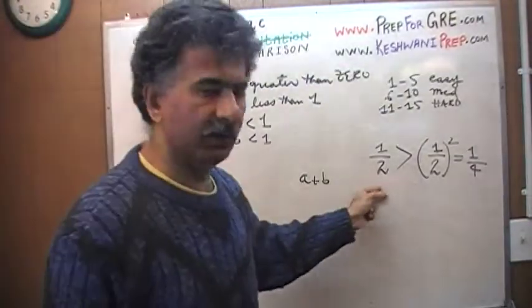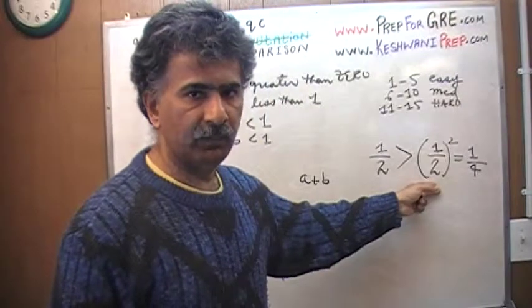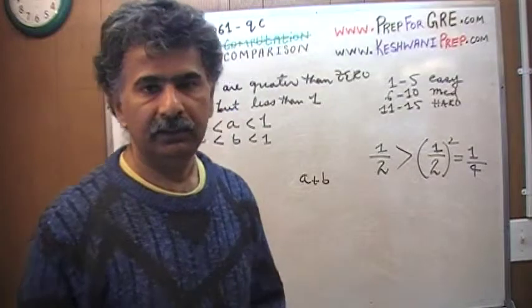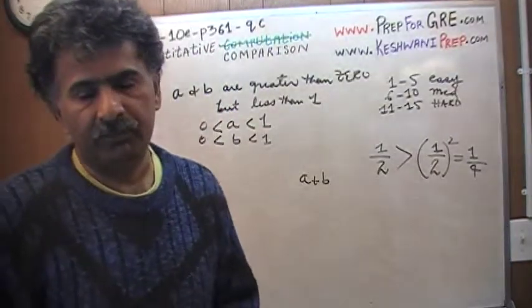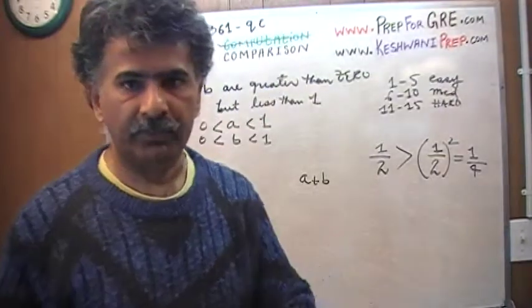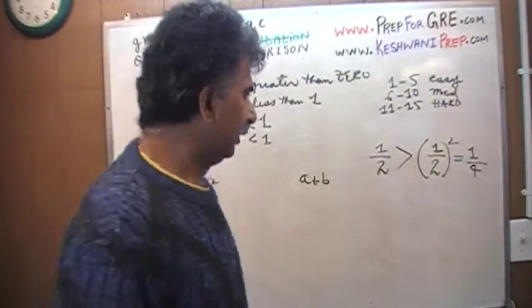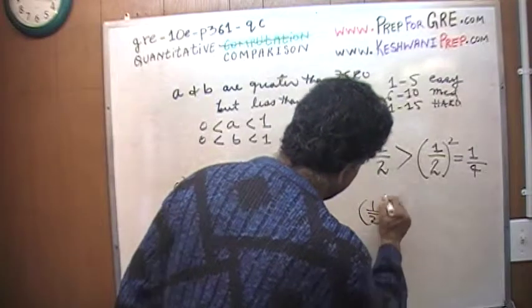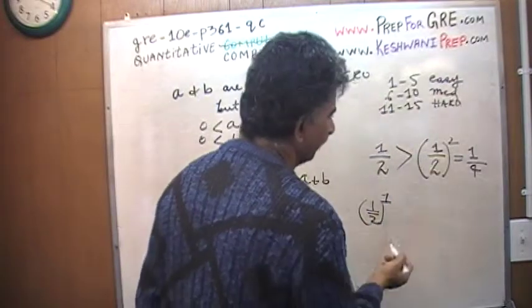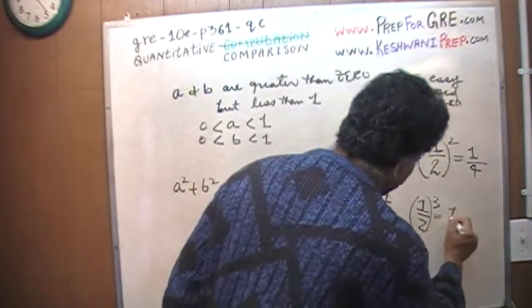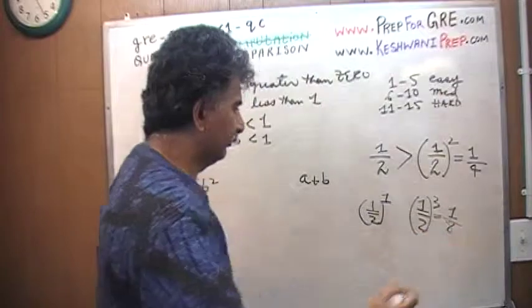If you have a fraction and you square it, the square of the fraction is less than the fraction itself. It doesn't have to be squared. You can raise it to more powers, and a fraction raised to any power is going to get smaller and smaller. 1/2 raised to 1 is just 1/2, then 1/4, and 1/2 raised to 3 is going to be 1/8, and so forth. It gets smaller and smaller.